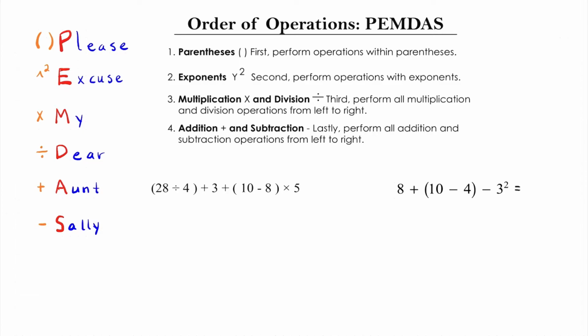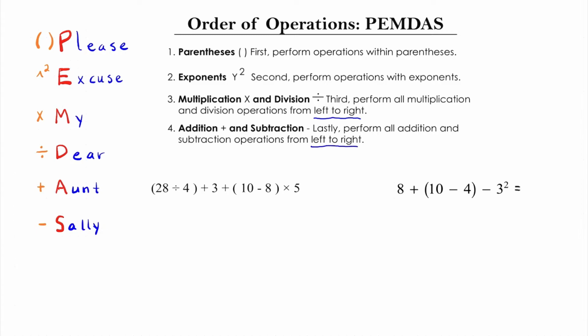You're going to perform all multiplication and division operations from left to right. Multiplication and division are equals. It's not necessarily that multiplication comes before division. So it's real important that you remember to do those from left to right. After that, you're going to do addition and subtraction. Again, these two are equals to each other, so it's not that addition really comes before subtraction. You're just going to do them from left to right in the problem.